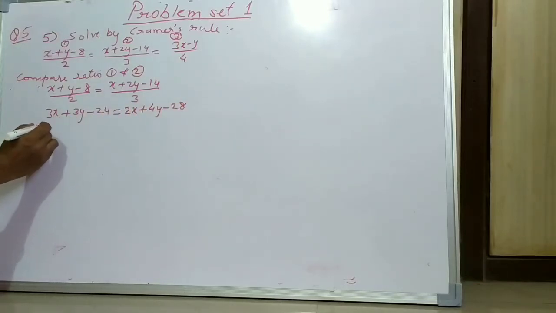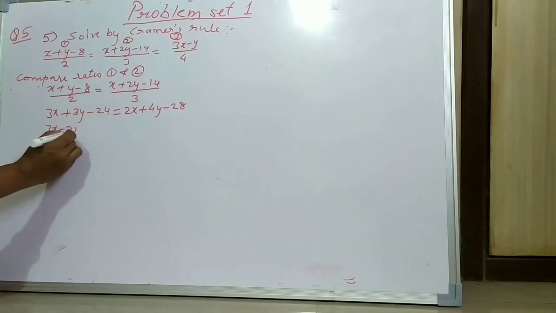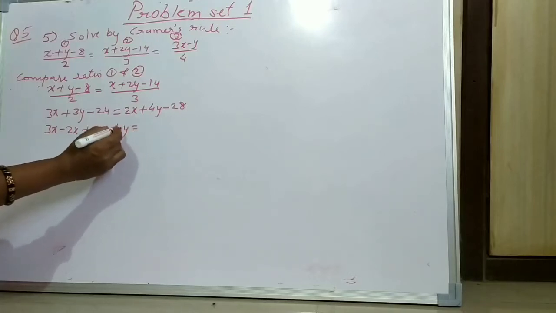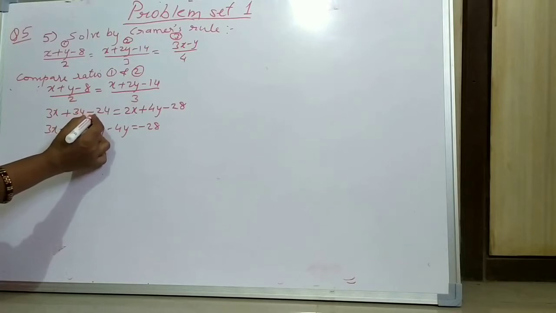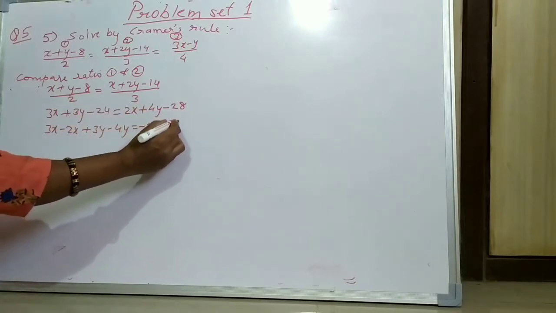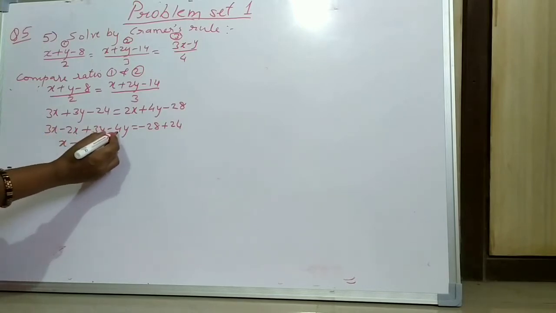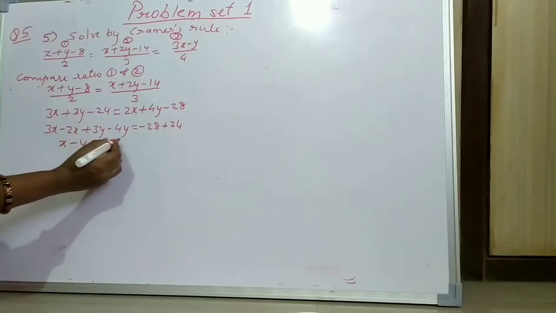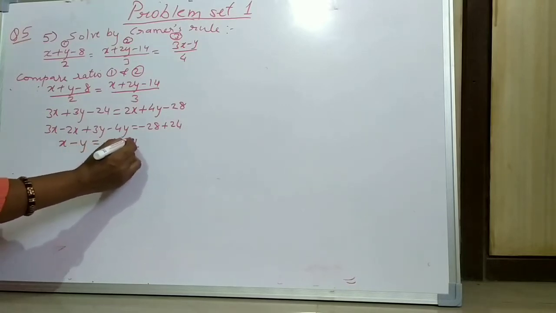Now rearrange this. Consider this side, you bring all x and y variables together, meaning collect the similar terms. 3x minus 2x plus 3y minus 4y, and collect the constant numbers on that side. So already minus 28 is there. So bring this minus 24 to that side, it will become plus 24. Now 3x minus 2x, it is x. 3y minus 4y, so 3 minus 4 is minus 1, that is minus y. And minus 28 plus 24, it is minus 4. Consider this as equation 1.